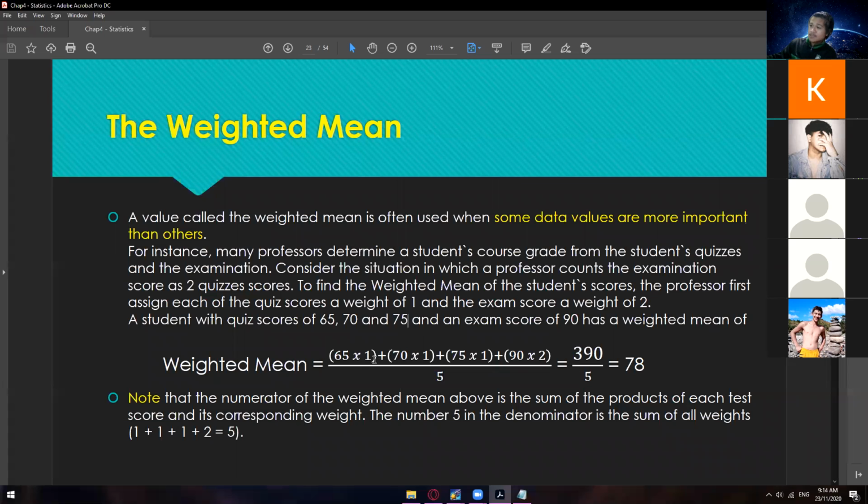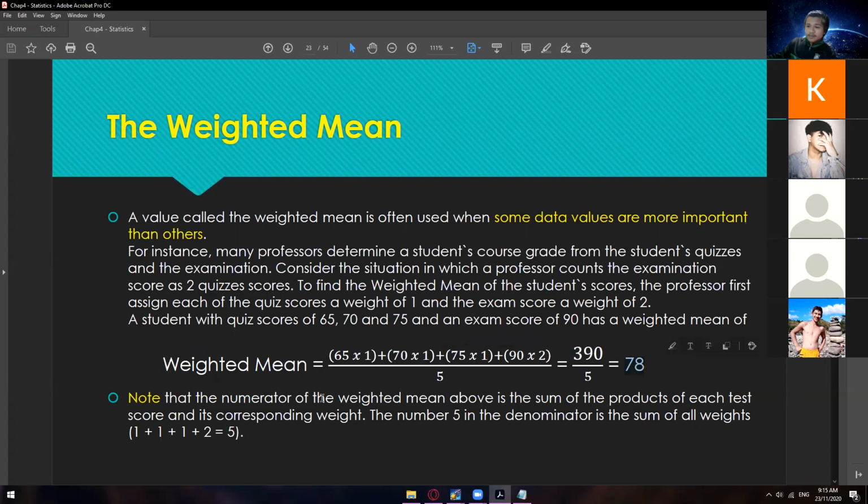Why 5? Because it is the summation of the weight on each data. Here we have 1, 2, 3, and then 4 and 5, right? So we divide by 5 instead of 4. Just do the math and you will get 390 divided by 5. As his average in terms of weighted mean, his grade is 78. So yeah, quite low, even though he got a high score in the exam.